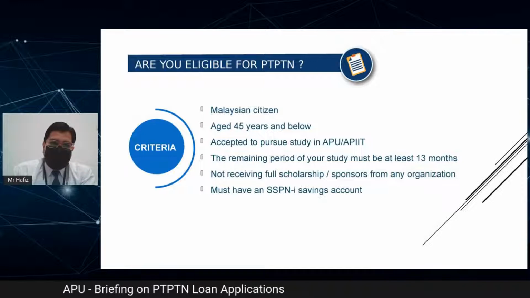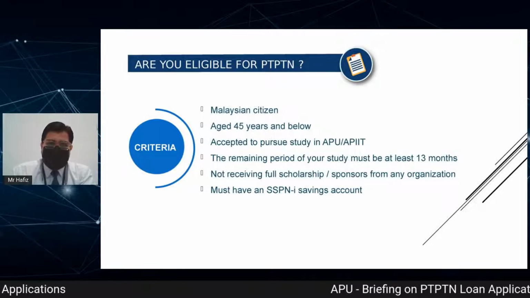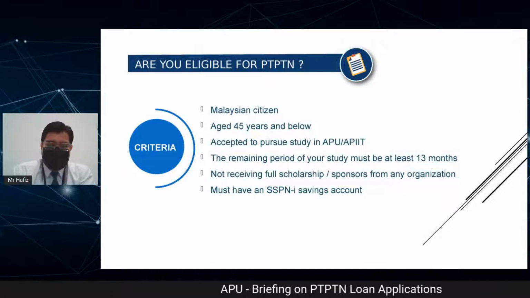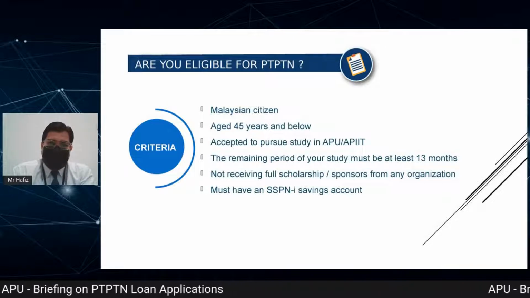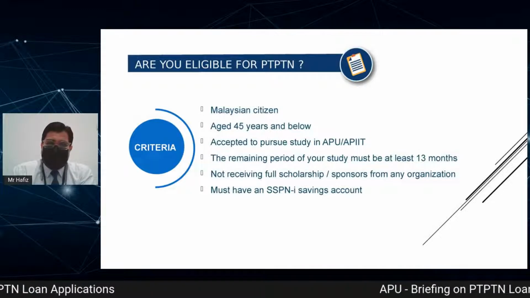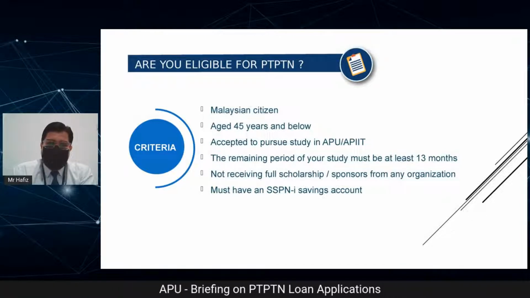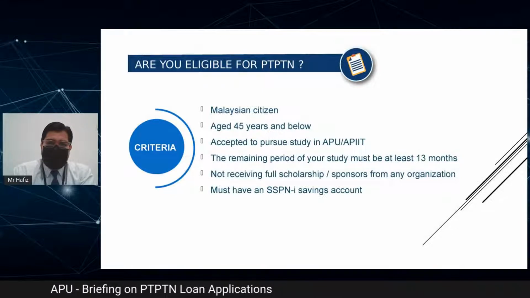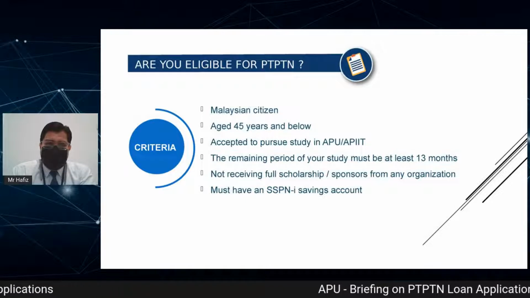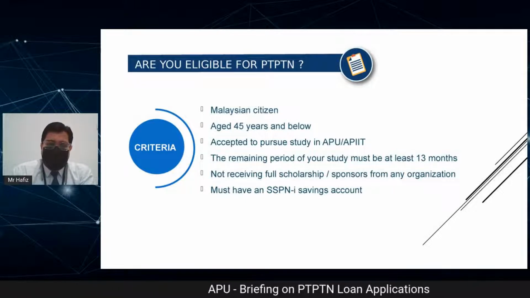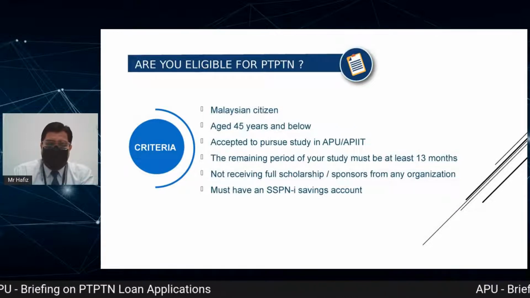So next, we will see what the criteria are for a student to apply for the PTPTN loan. The first one, you need to be a Malaysian citizen, aged 45 years and below, and accepted to continue your study in Asia Pacific University or Asia Pacific Institute of Information Technology. And then the remaining period of your study must be at least 13 months by the time you apply for the loan. Another thing, you must not be receiving any full scholarship from any organization or body. And then to apply for the loan, you need to ensure that you have an SSPN I saving account.